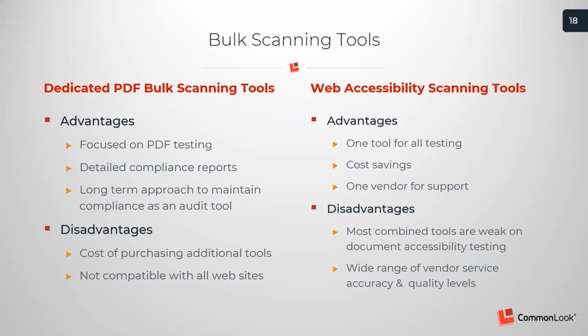And when it comes to web accessibility bulk scanning tools that also test for document accessibility, that in and of itself is a huge advantage because it offers a single tool for testing your whole site. Other advantages include the potential to realize some cost savings and having one vendor for support. On the other hand, a number of web tools that include document accessibility scanning are weak on the document side of things, and the reports you get aren't very useful. Most just tell you pass or fail without providing any actual insight as to how much work you'll have ahead of you to get into compliance. Moreover, you'll also likely experience some inconsistency in service accuracy and quality among different vendors.